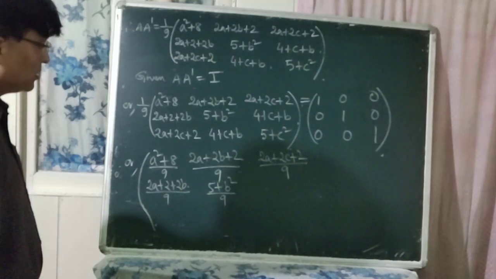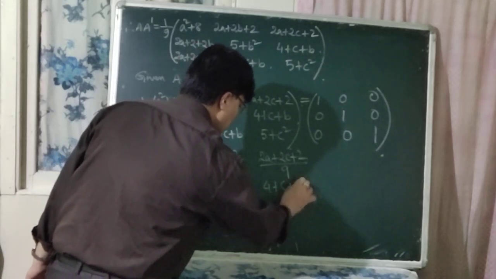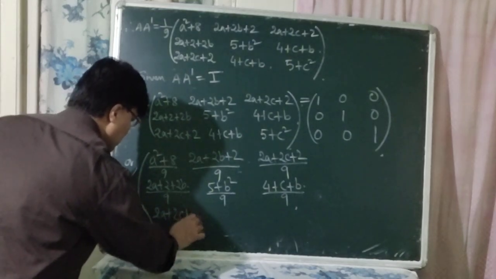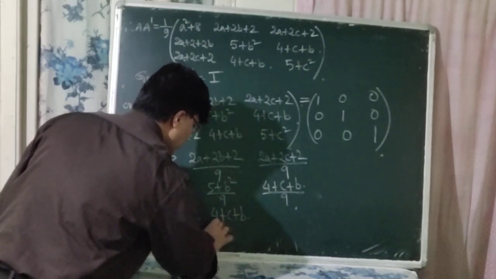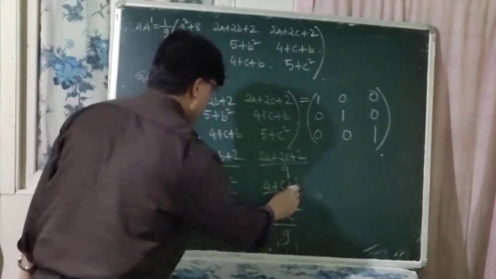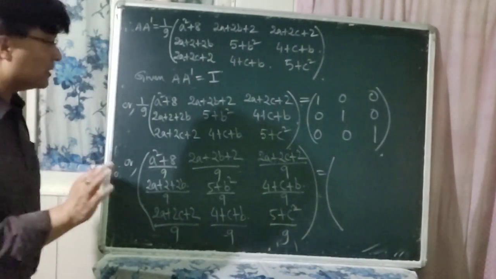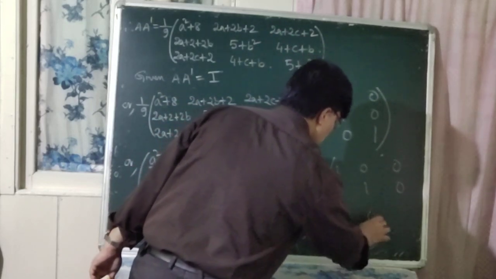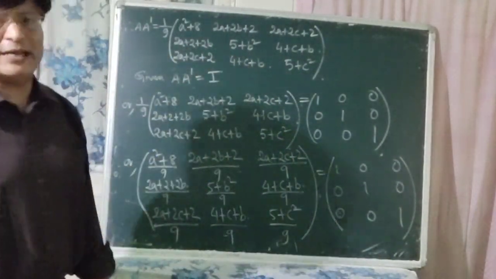So I think I've understood it. Okay. Next one is 4 plus C plus B by 9. Next one is 2A plus 2C plus 2 by 9. Next, 4 plus C plus B by 9. Next, 5 plus C square by 9. Bracket closed, which is equal to, so the right hand side remains the same, that is identity matrix 1 0 0, 0 1 0, 0 0 1, right?